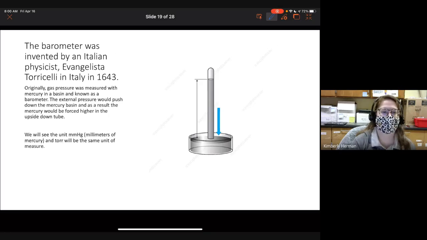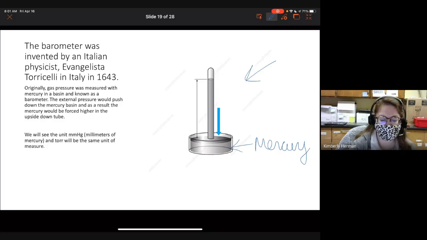Awesome. It's the barometer. And the barometer was actually invented by an Italian physicist, Evangelista Torricelli, in Italy in 1643. Originally, gas pressure was measured with mercury in a basin, and it was known as the barometer. If we look here, we'll see that we have our mercury down here in our basin. And what they actually did is that they would have a vacuum tube upside down.